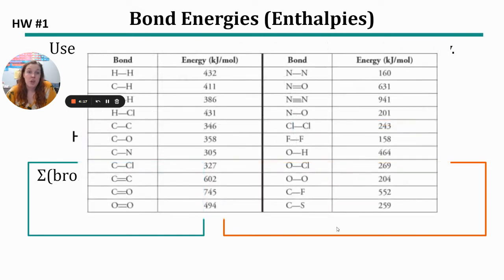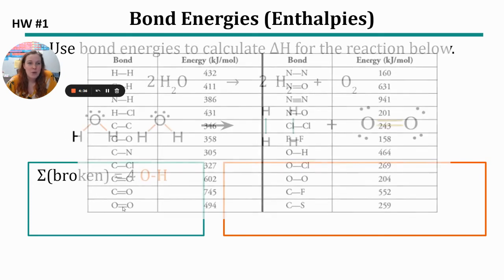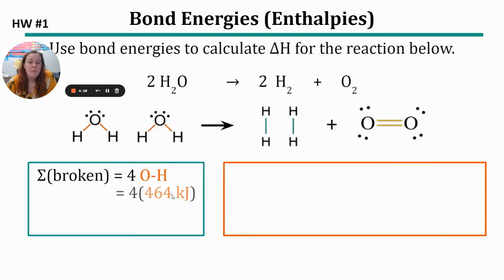I'm going to look at my chart to figure out what the O-H bond value is. And I think I have it right here, 464. For every single one of these bonds, we need 464 kilojoules of energy to break that bond. So because I have 4 of them, I'm going to multiply that value by 4. Once I multiply that value by 4, I get 1,856 kilojoules.